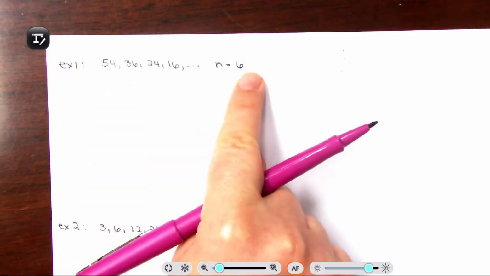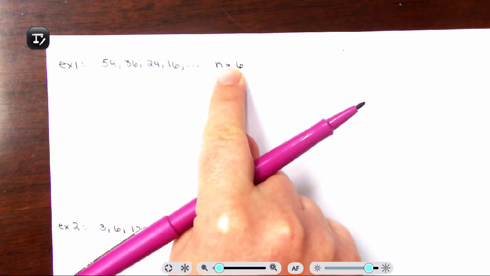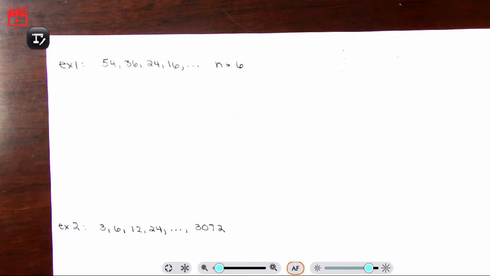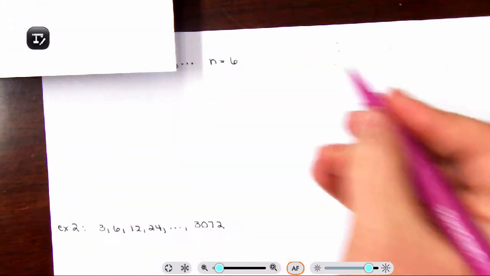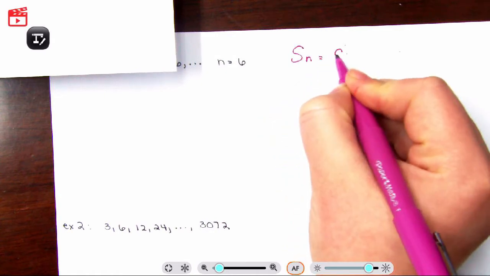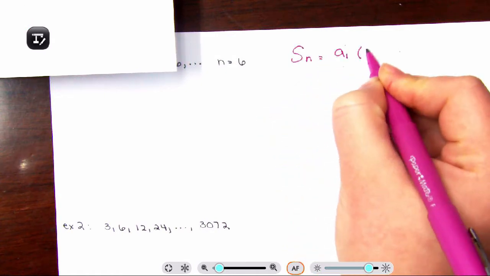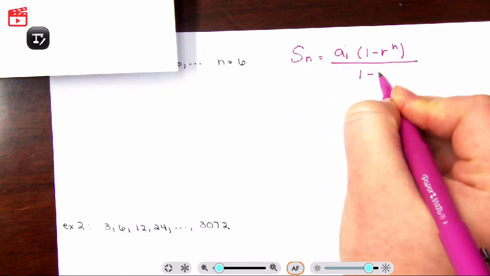So we know this is finite. How do we know this is finite? Because they tell us that the last term is in the 6th position. So because I know that my last term is in the 6th position, I am here. I'm not memorizing this. I am having my cheat sheet out. My formula is S sub n is equal to a sub 1 times 1 minus r to the n power, all divided by 1 minus r.